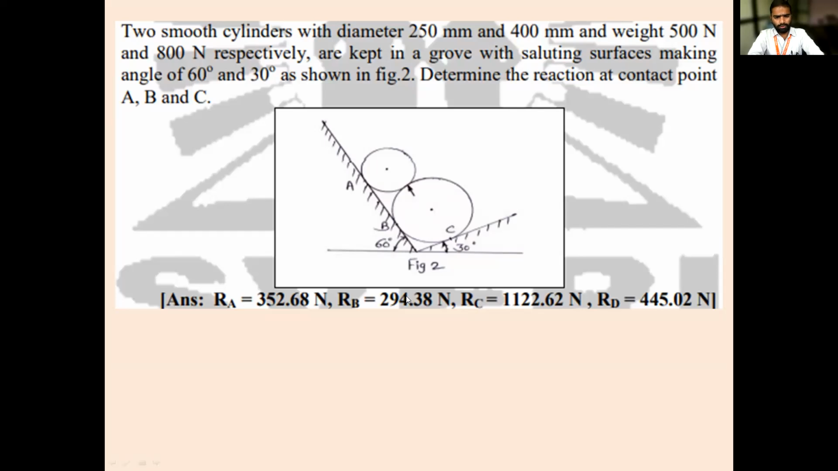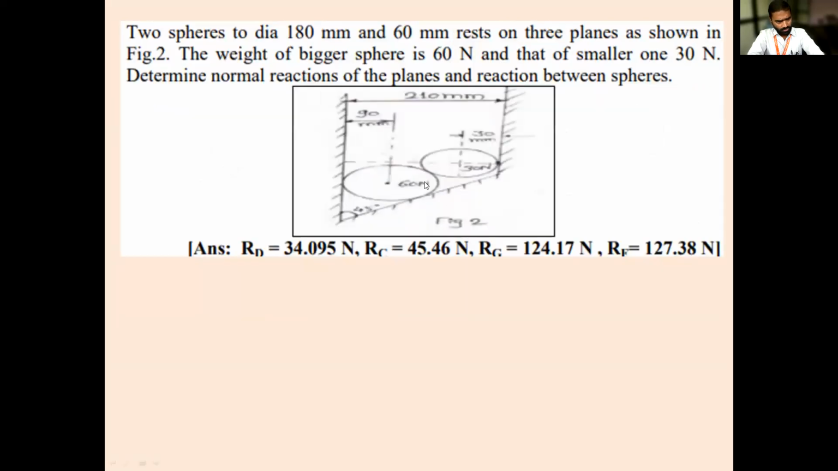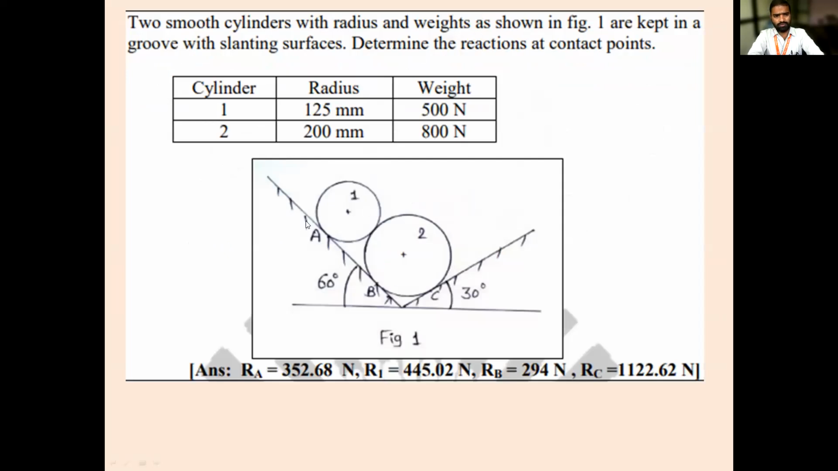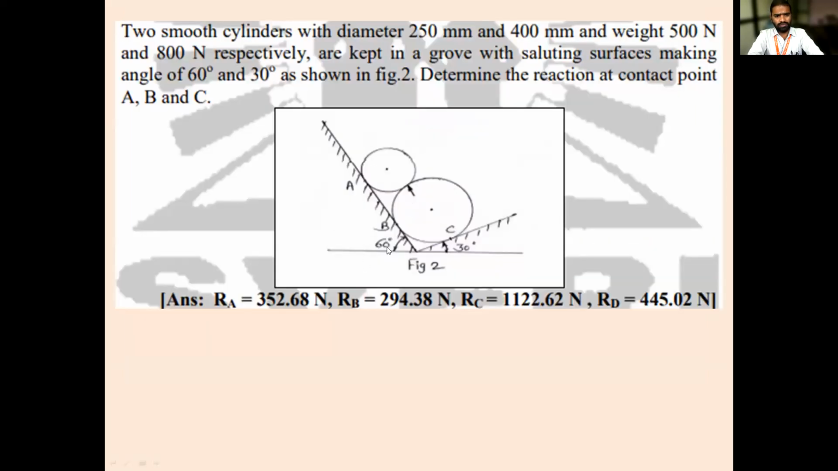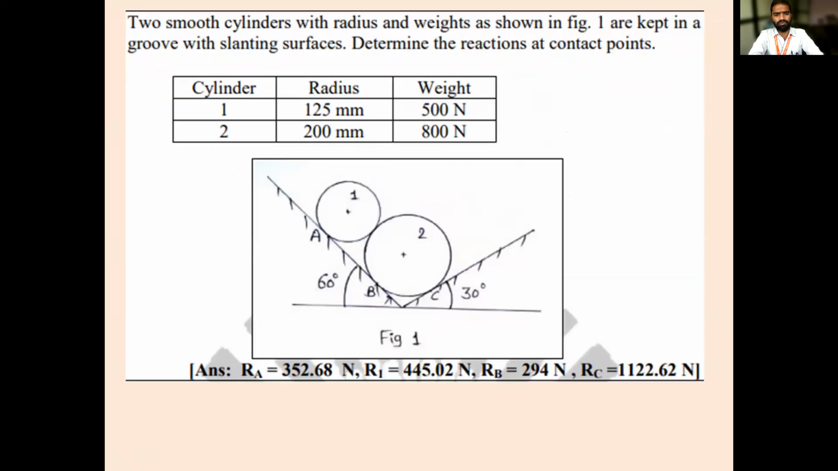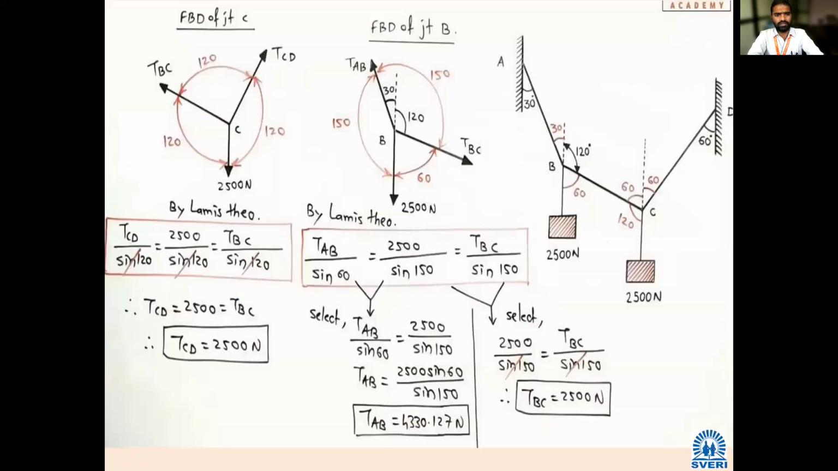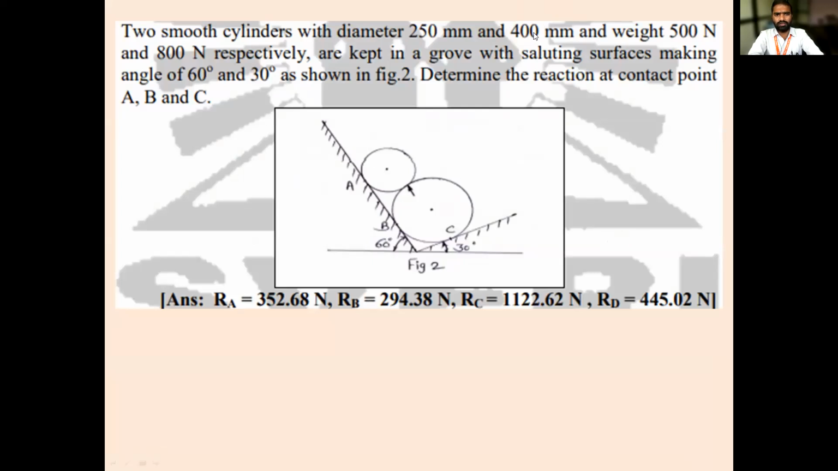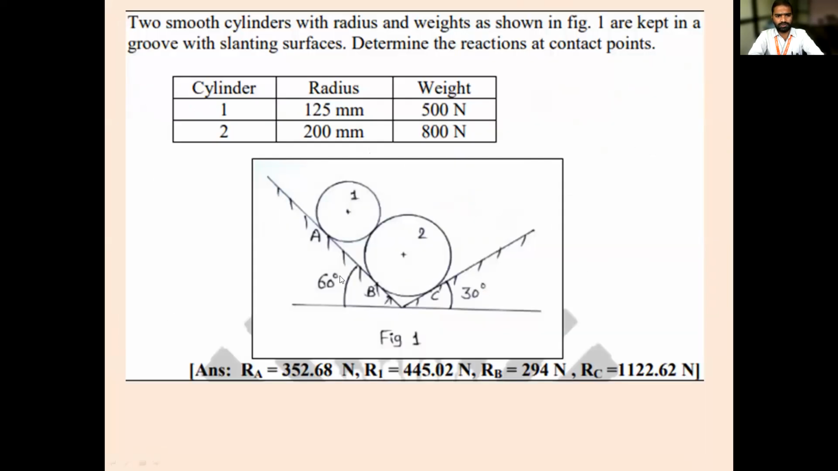So how to solve this one? There are two problems in your PPT. Among these two, I will solve one problem, and the remaining problem you have to solve. Which one do I need to solve? Both are the same, only the data is changed. Yes, this one I will solve. Here the cylinder diameters and weights are given. Angles are the same, 60 and 30. So all of you take down this one.